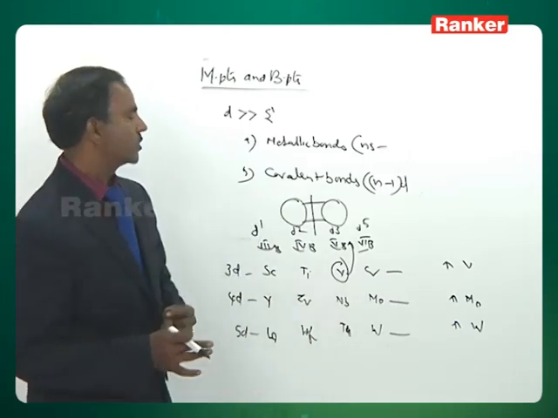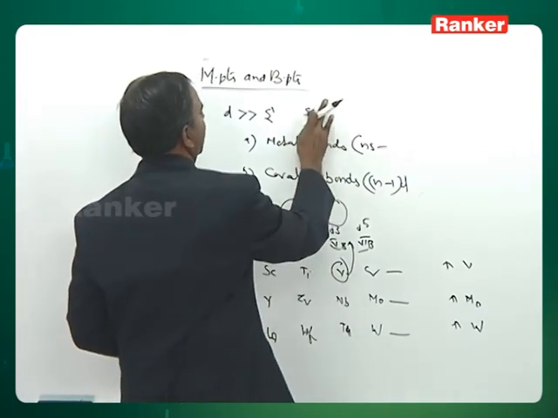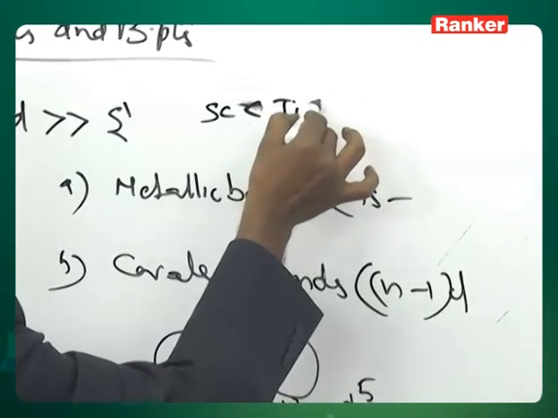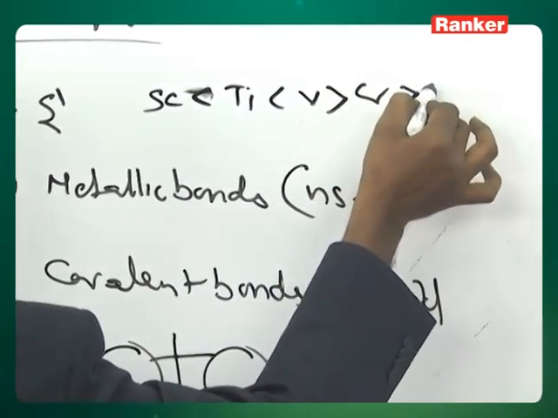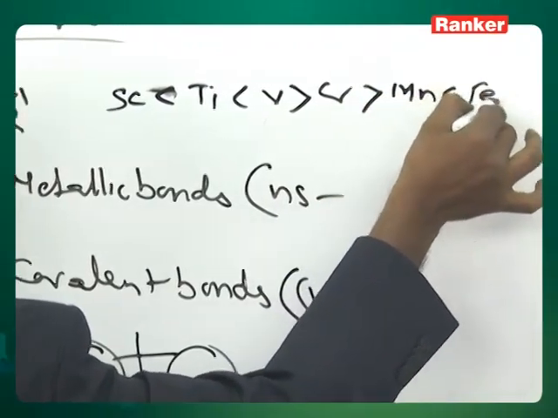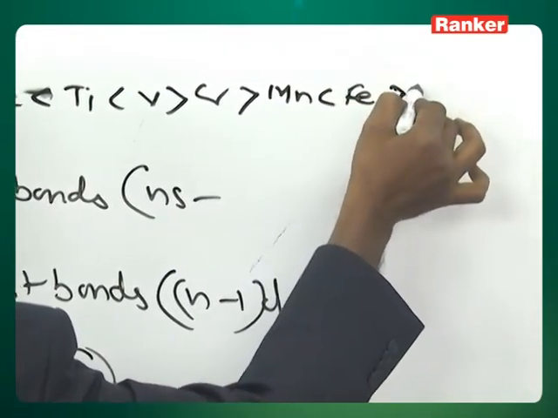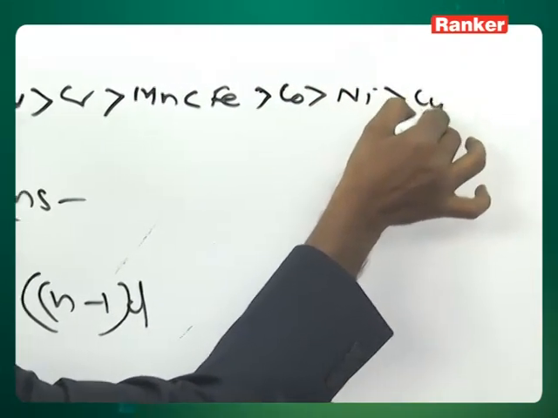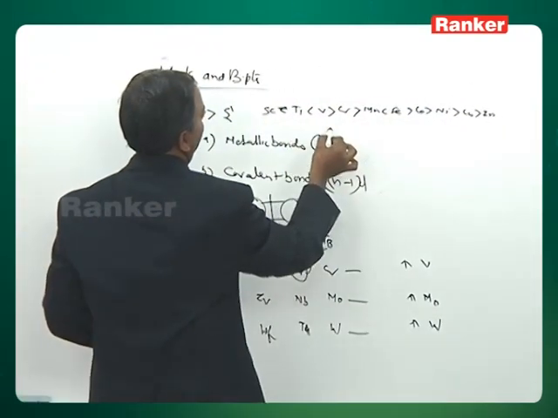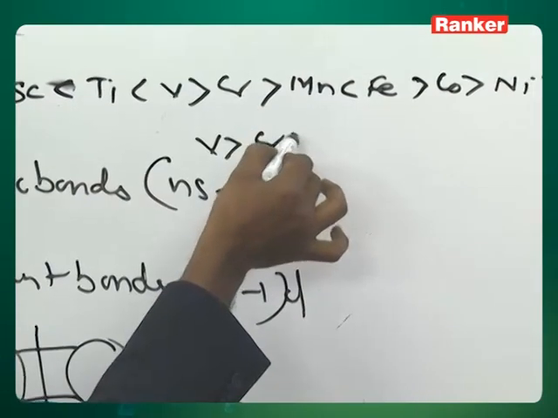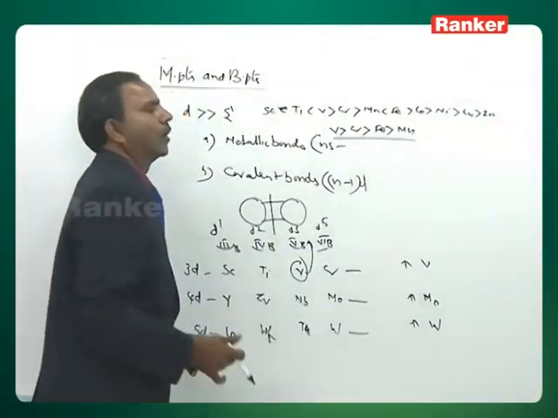The order of melting points trend, if you want to write, look here. Scandium melting point is less than titanium. Titanium is less than vanadium. Vanadium is greater than chromium. Chromium is greater than manganese. Manganese is less than iron, and iron is more than cobalt, nickel, copper and zinc. This is the trend of melting point. But you have to remember only four, which are very important: vanadium is greater than chromium, chromium is greater than iron, iron is greater than manganese.